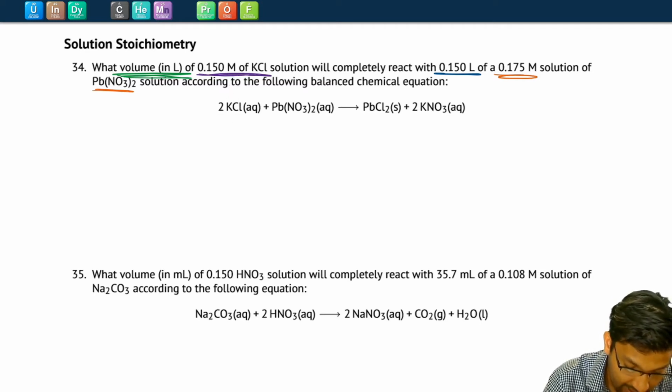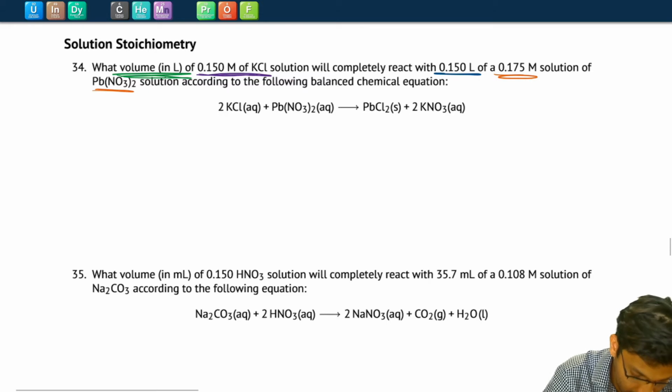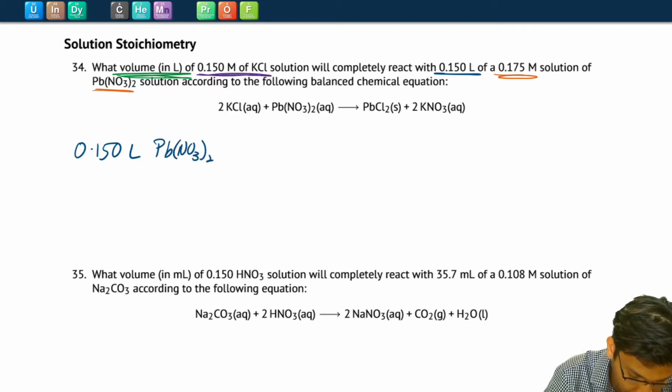So let's first convert to the number of moles of lead nitrate, which can tell us the number of moles of potassium chloride, which then will let us find the volume of potassium chloride. So we start with 1.150 liters of lead nitrate. We can convert to number of moles of lead nitrate using the concentration, and we don't need to convert to liters because it's already in liters, so that's very nice.